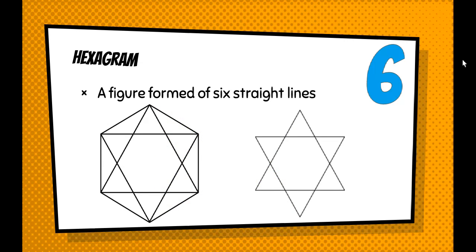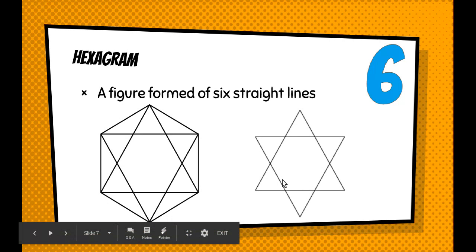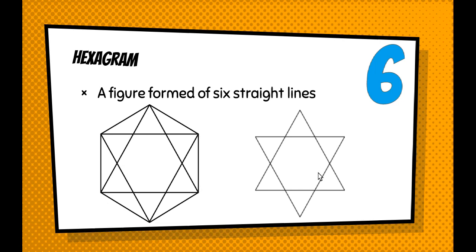Next is a hexagram, okay? And this is a figure formed of 6 straight lines. So here you can see 1, 2, 3, 4, 5, 6. This is a hexagram, or a figure that has been formed by 6 straight lines.